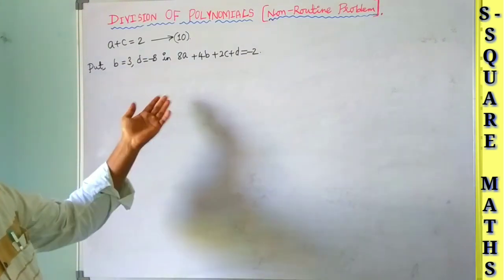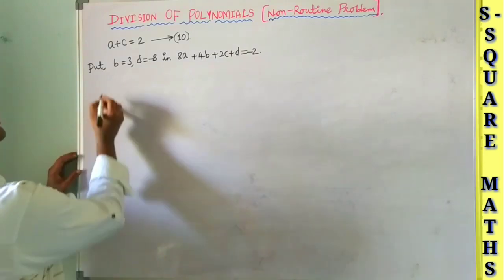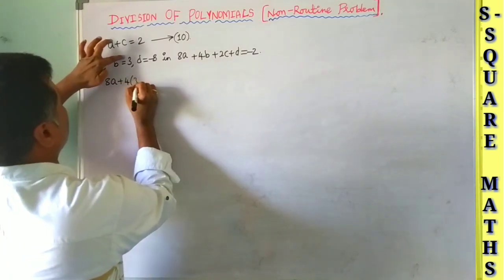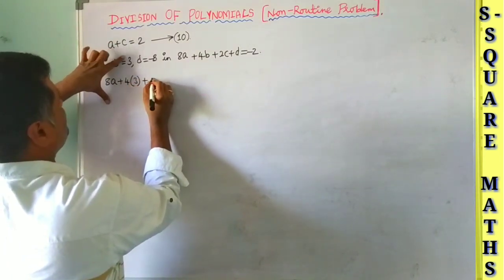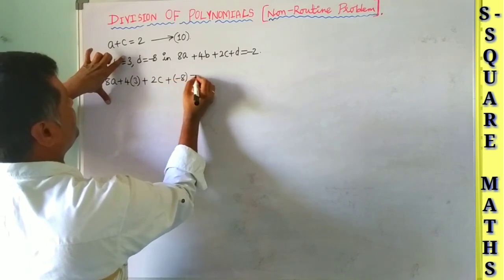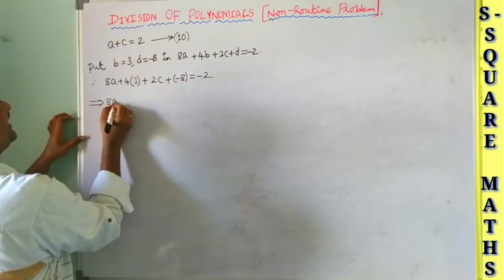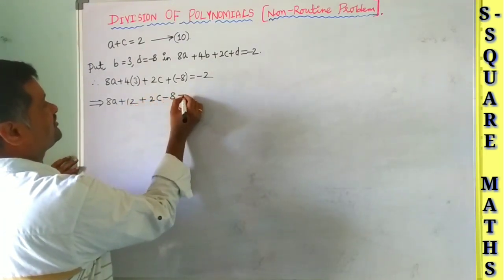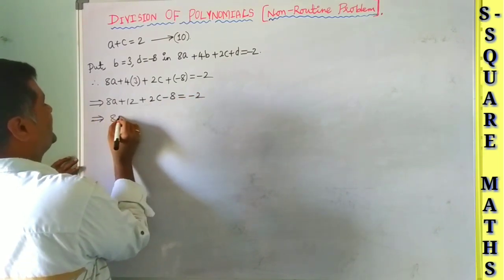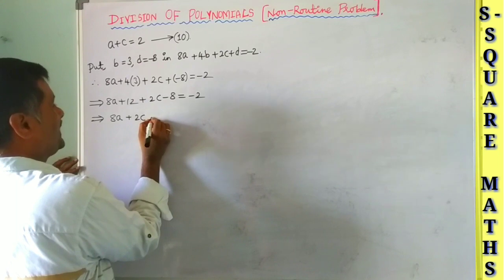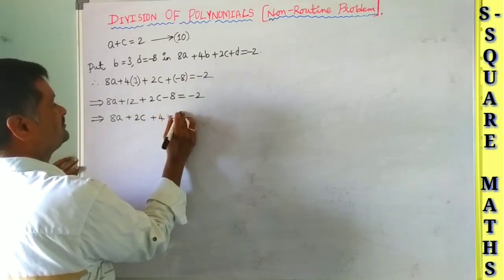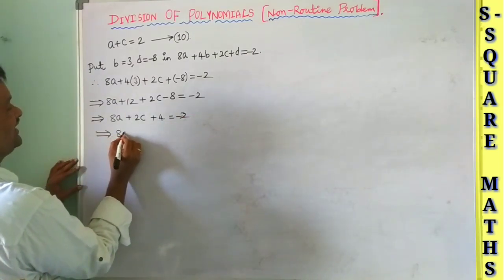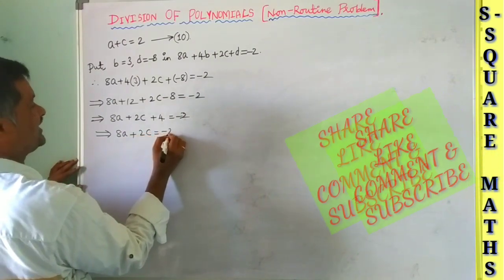In 8a plus 4b plus 2c plus d is equal to minus 2, therefore now I can write 8a plus 4 into our b value, which is 3, plus 2c plus d, which is minus 8, is equal to minus 2. So I can write 8a plus 4 times 3 is 12, and here it is 2c plus minus 8, is equal to minus 2. So I can write 8a plus 2c plus 4 is equal to minus 2, which implies 8a plus 2c is equal to minus 2 minus 4.